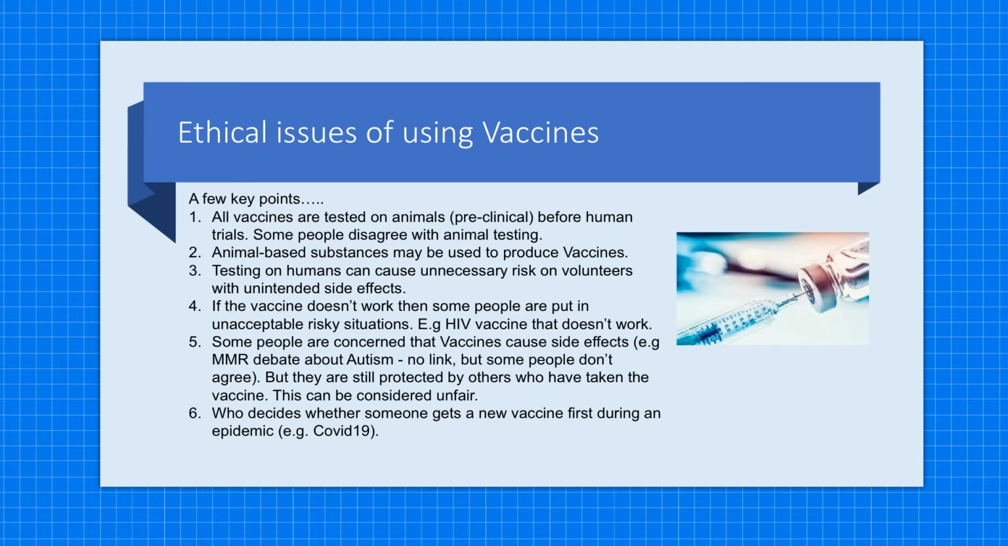And number six, who decides whether someone gets a new vaccine first during an epidemic or a pandemic? So again, with COVID-19, who will decide who gets it first? That is the vaccine.